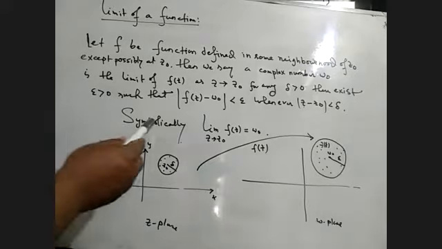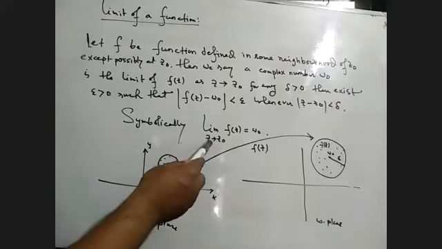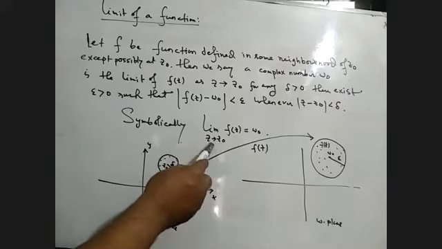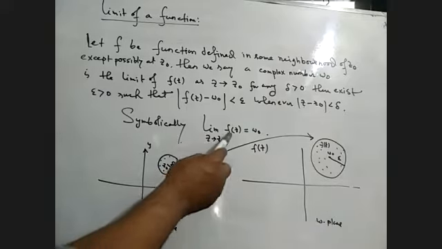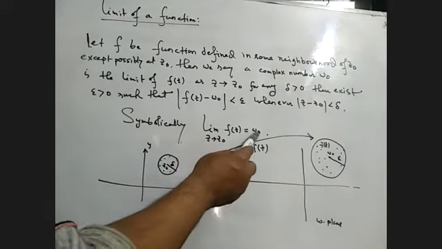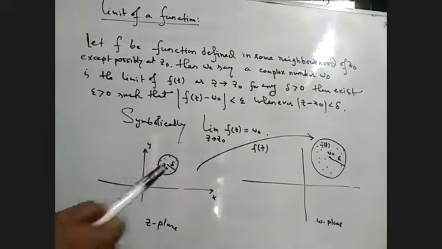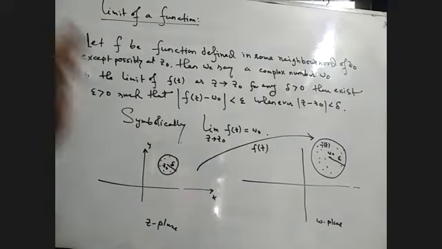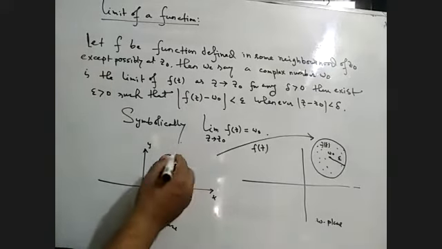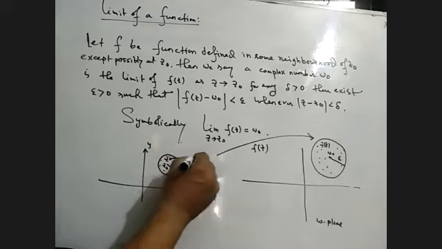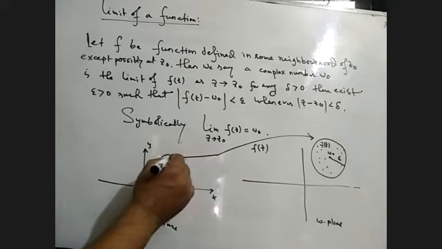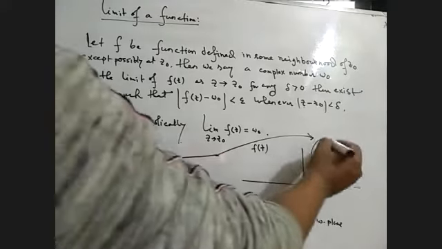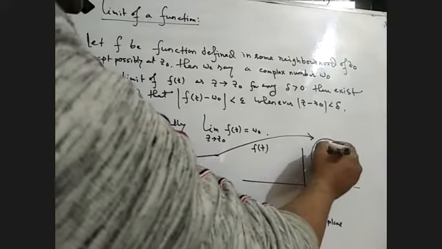So symbolically we can write limit z tends to z naught. If z tends to z naught, then the value of f of z will tend to w naught. Very near, not equal, but very near to w naught. So actually for every z, there are many z. Suppose this point, for every value of z, we get f of z here.